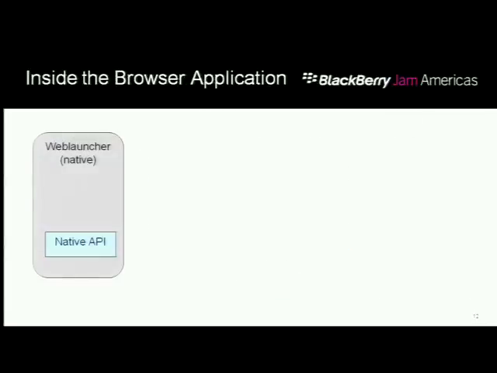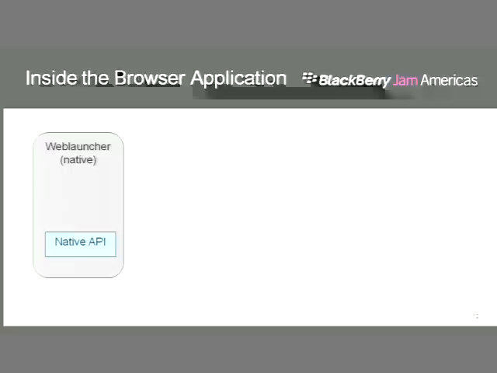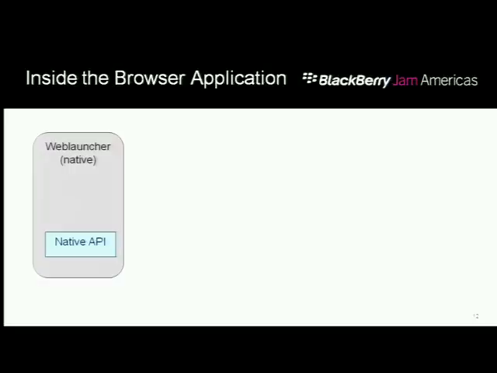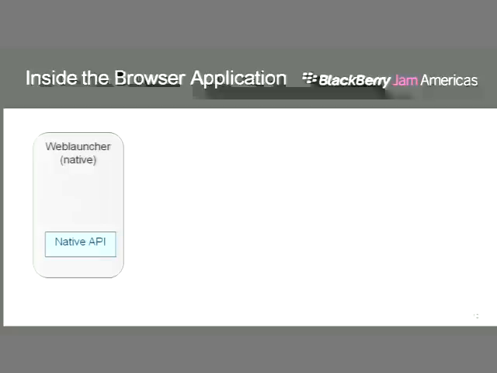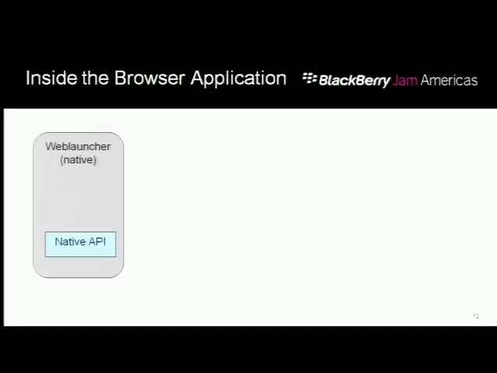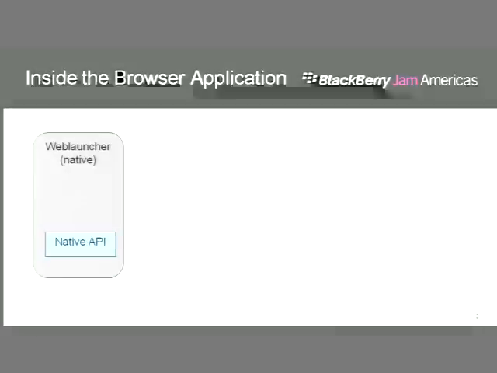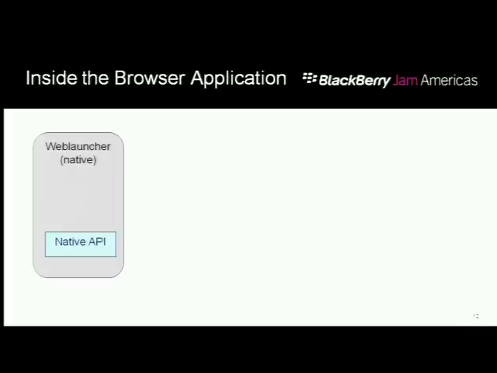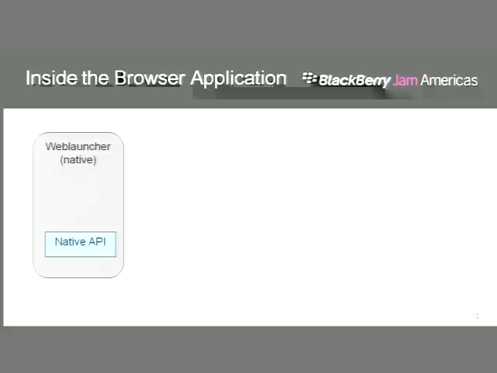Now we're going to show a little picture of what happens inside the browser application. I showed you the web views, but here's actually what's going on behind the scenes. We have the web launcher. The web launcher is the multi-process launcher of the web platform that Matthew talked about. Basically, this is the only piece of native code. It's a very small script or executable on the device that actually runs and loads the first web view.